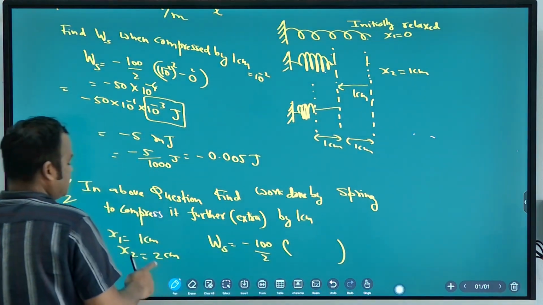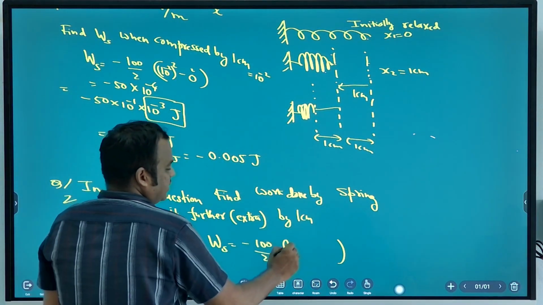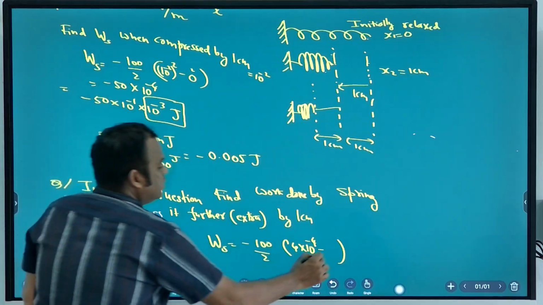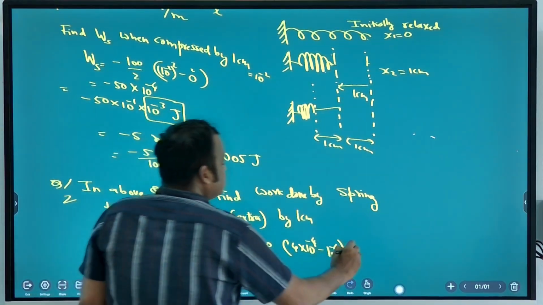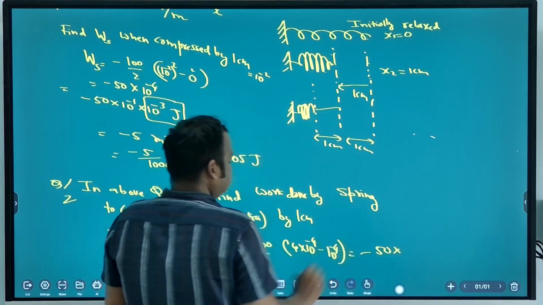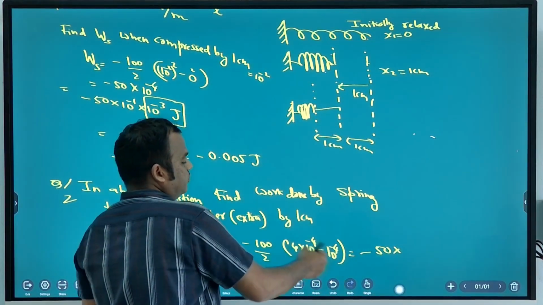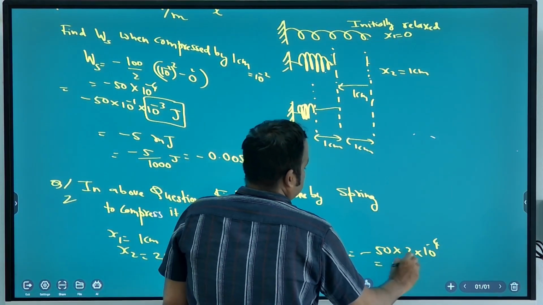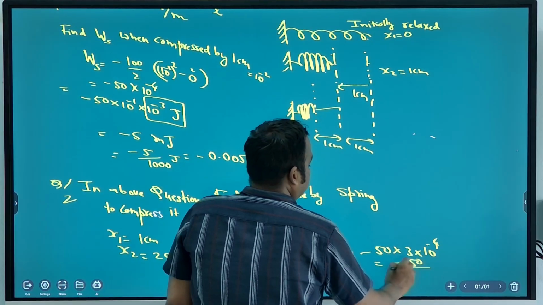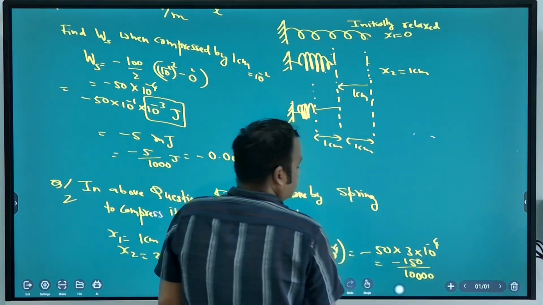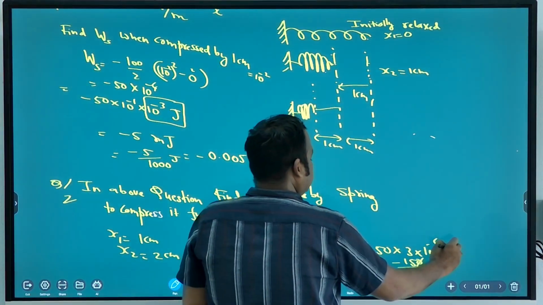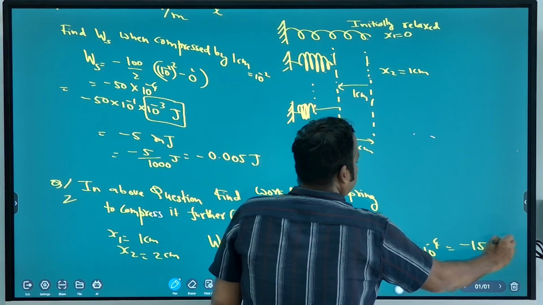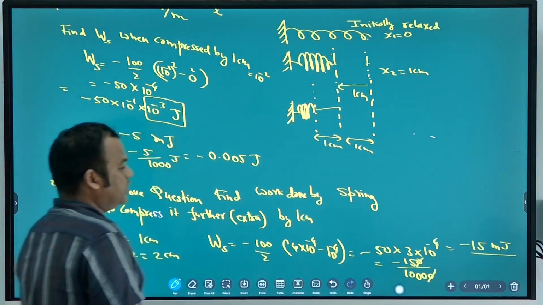x2 square. What is x2? 4. 4 centimeter square. 4 into 10 power minus 4 minus 10 power minus 4, correct? So this is minus 50 into 4 minus 1, 3. 3 into 10 power minus 4. So minus 150 divided by 10,000. So it will be, tell me, 15 millijoule, correct? Minus 15 millijoule.